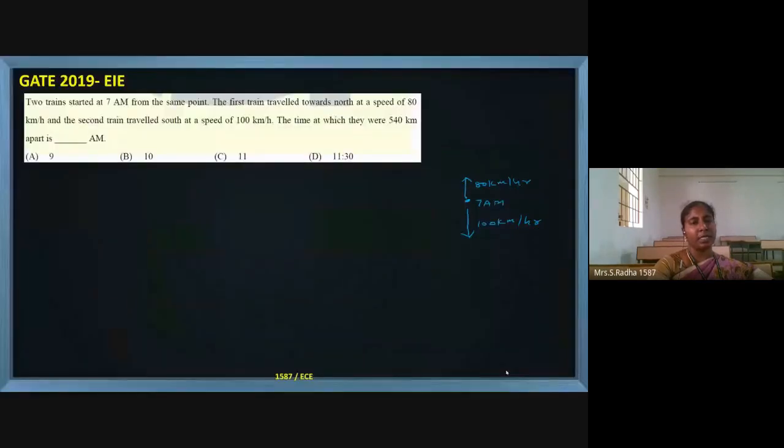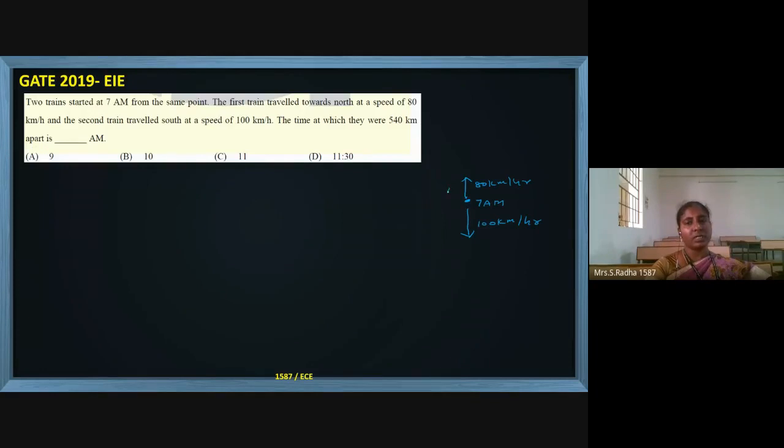And what is the time taken? Two trains start at 7 a.m. One train is traveling north at a speed of 80 kilometers per hour. The second train is traveling south at a speed of 100 kilometers per hour. At what time were they 540 kilometers apart? Apart means the distance between them is 540 kilometers.